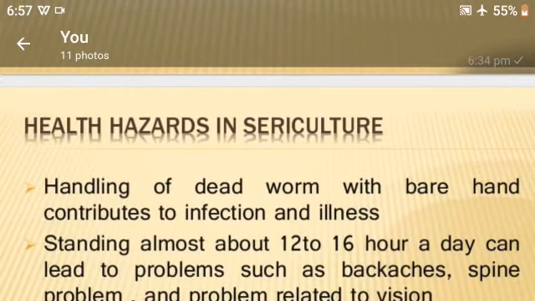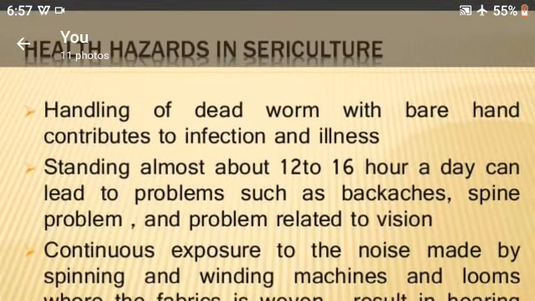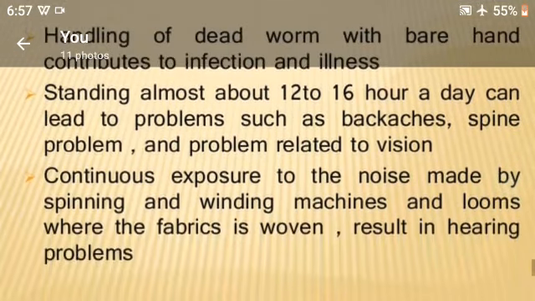Health hazards in sericulture. Handling of dead worms with bare hands contributes to infection and illness. Second point, standing for about 12 to 16 hours a day can lead to problems such as backache, spine problems, and problems related to vision. Continuous exposure to the noise made by spinning and winding machines, in the rooms where the fabric is woven, results in hearing problems.